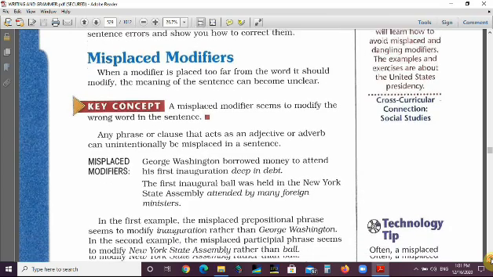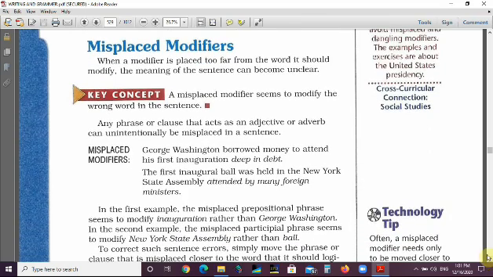First, misplaced modifiers. When a modifier is placed too far from the word it should modify, the meaning of the sentence can become unclear. Here, a misplaced modifier seems to modify the wrong word in the sentence. Any phrase or clause that acts as an adjective or adverb can unintentionally be misplaced in a sentence. Look at this example. George Washington borrowed money to attend his first inauguration deep in debt.